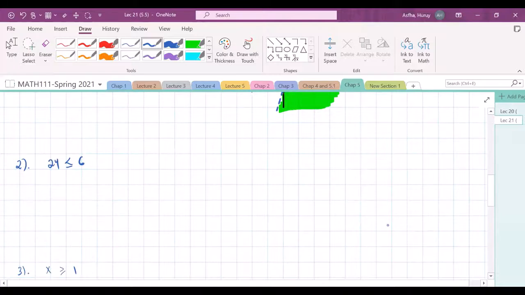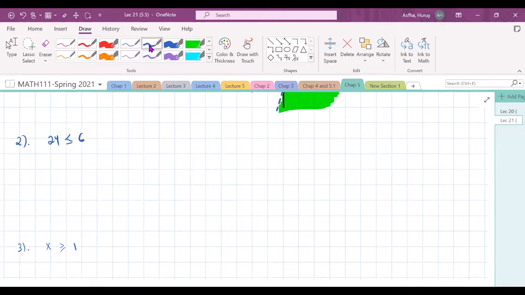Now, let's look at another example, which is hopefully much easier. Here we have 2y ≤ 6. As you can see, the inequality is not strict now, so we will use a solid line. The related equation is 2y = 6, which simplifies to y = 3. And what type of line, or what is the graph of this equation?